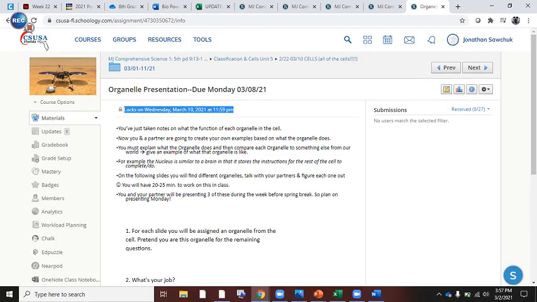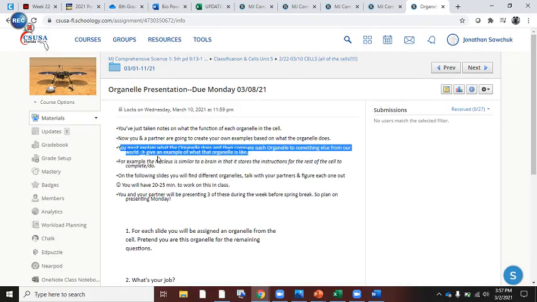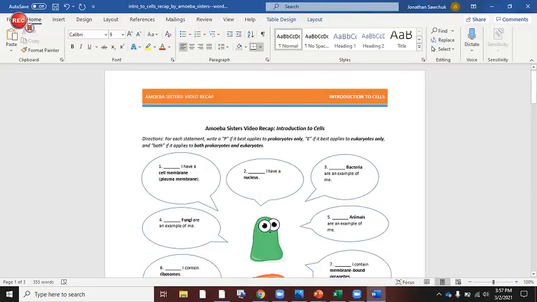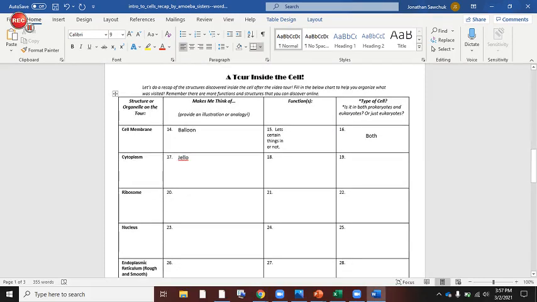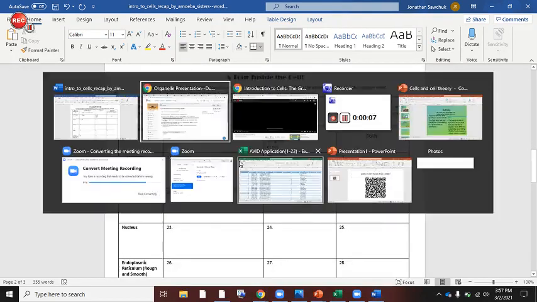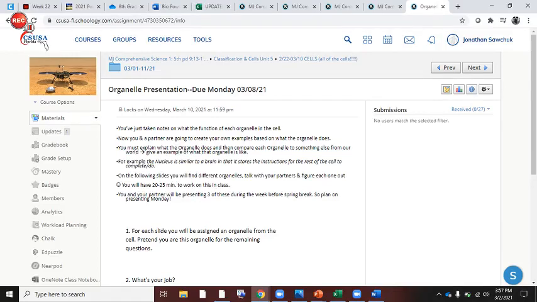You're going to also explain what the organelle does and then compare each organelle to something else from our world. So for example, Mr. Sawchuk said that the cell membrane reminded him of a balloon. Cool. Let's look at another example. The nucleus is similar to a brain that stores the instructions for the rest of the cell to complete or do. We know that the nucleus holds the genetic material or DNA inside of it.